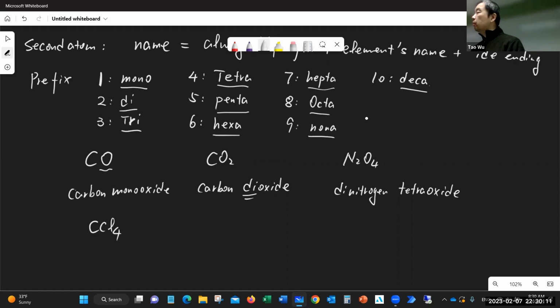So how about this one? CCl4. Think about this. What is this called? Carbon tetrachloride. Okay, carbon tetrachloride.